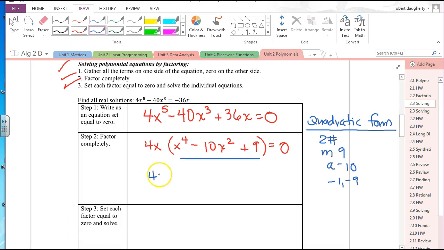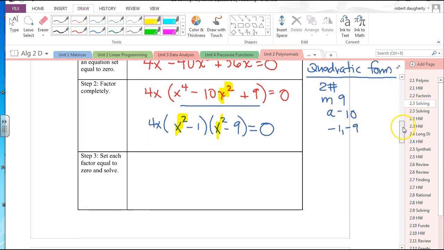So I can write this as 4x(x^2 - 1)(x^2 - 9) = 0. Now note the difference there. This was not a quadratic, it was quadratic form. So that middle term was an x^2. That's why this is an x^2 and this is an x^2. And you can check, multiply those two things out, and you'll get back that x^4 - 10x^2 + 9 = 0. Now you have to set each factor equal to 0. 4x equal to 0. x^2 - 1. Sorry, let me back up before I do that. I want to factor completely, so I got ahead of myself there.